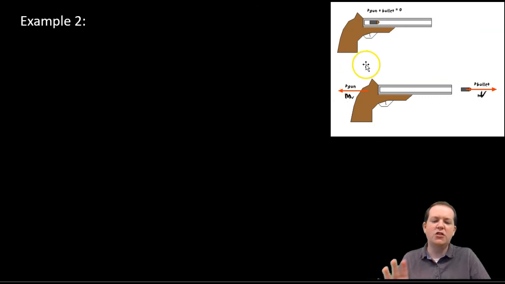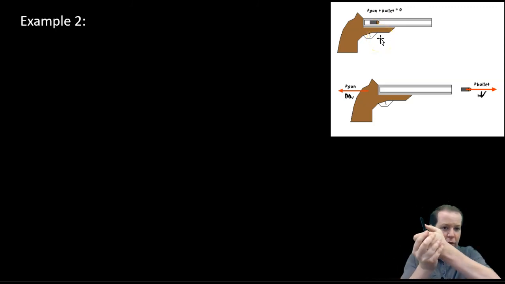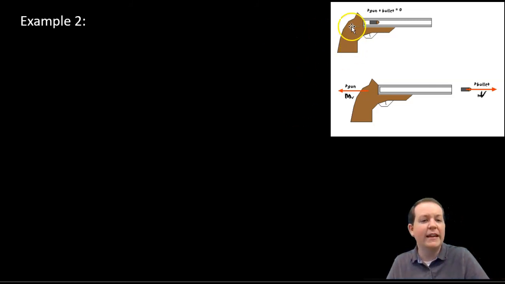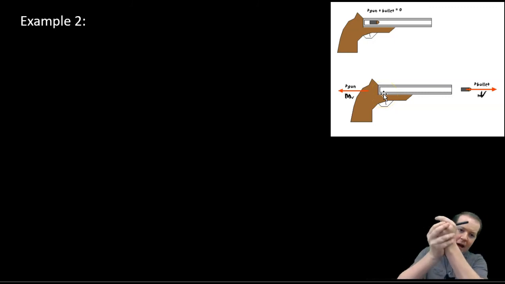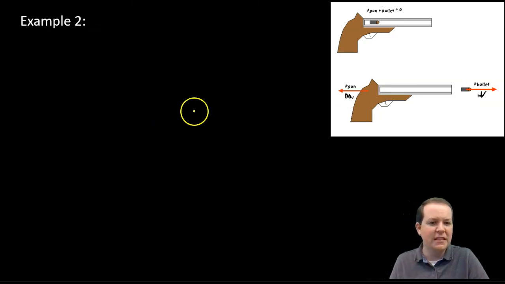Instead of starting off with two separate objects, I have two objects together. I have a gun and a bullet. And if you imagine a TV or a movie, you got a gun, you got it loaded, but it hasn't been fired yet. So both of these objects are starting at rest, and then bam, I fire the gun. And after I fire the gun, the two things are separate. How would I set up conservation of momentum for this?